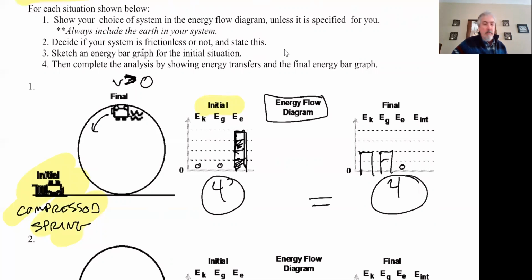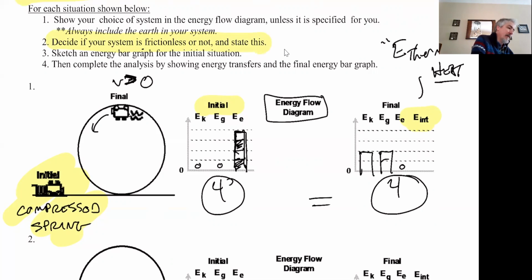All right, 2 quick questions. Some people are asking, well, what's this E internal thing? That's the same as E therm. It's the same thing. It just means if something heats up, it has more of this stuff. So back in the instructions, you were told to decide if it's frictionless or not. We never talked about that. In a frictionless situation, we're never going to lose energy to heating. But most situations have friction.